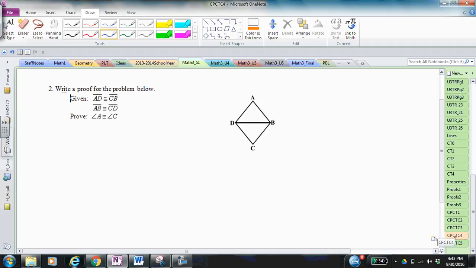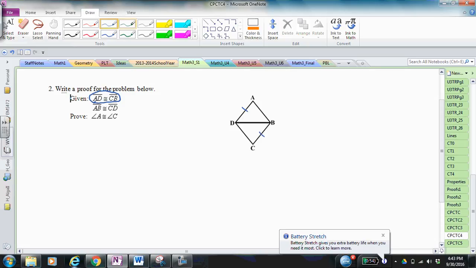All right, one more example. So let's do this one as a paragraph proof. So I'm given that AD is congruent to CB. Always got to mark it in the diagram, AD, CB. I'm given that AB is congruent to CD, AB, CD. Also need to mark that in the diagram. And my goal is to prove that angle A is congruent to angle C. Those are parts of triangles right here.